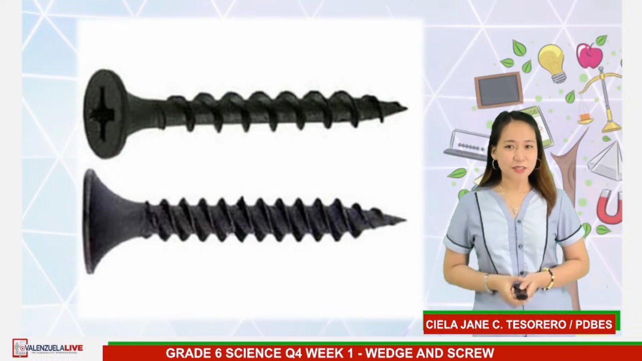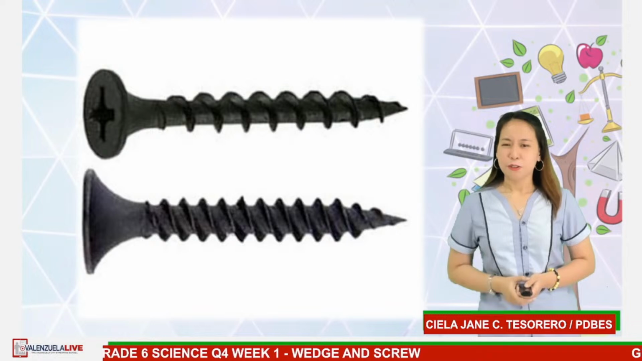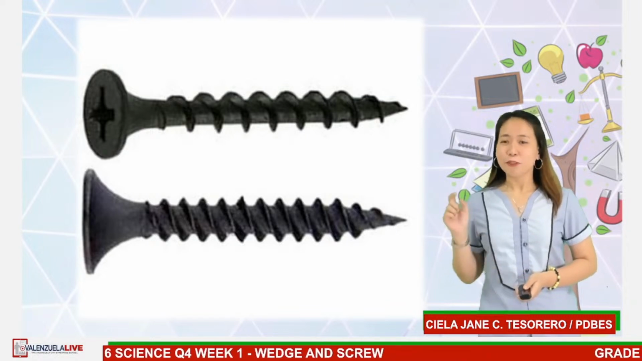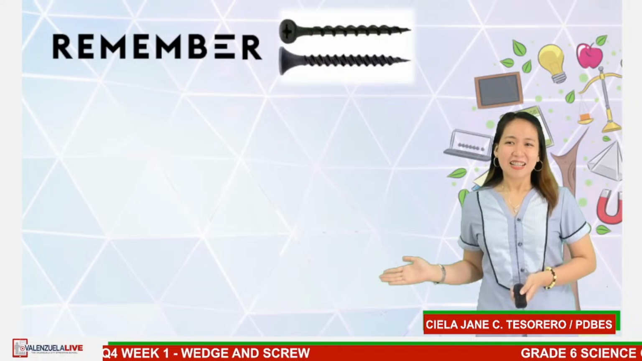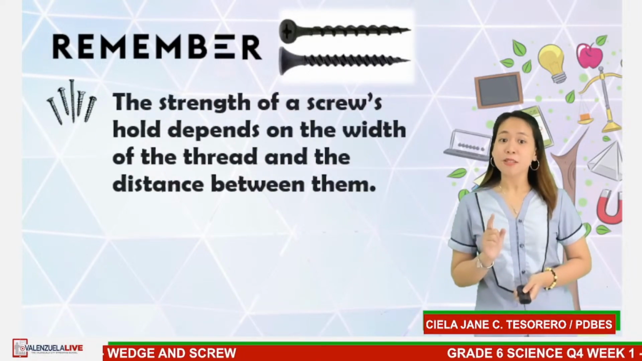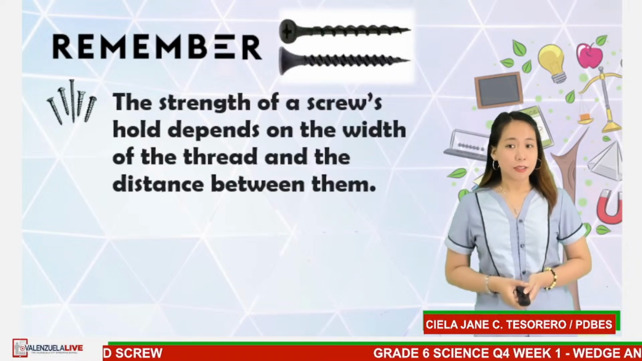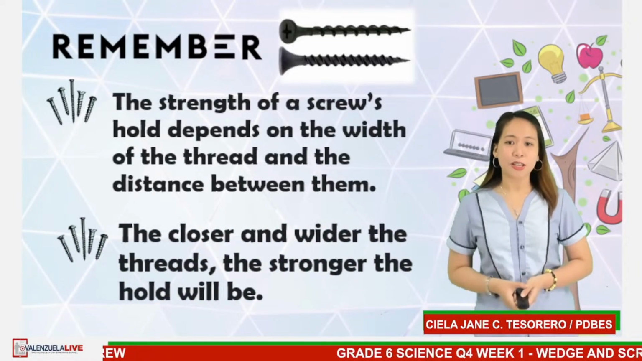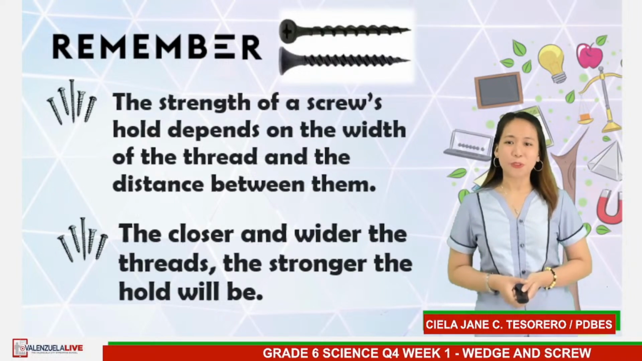So if your answer is this one, you're wrong. And if your answer is this one, you are correct. Remember that the strength of a screw's hold depends on the width of the thread and the distance between them. It is because the closer and the wider the threads, the stronger the hold will be.